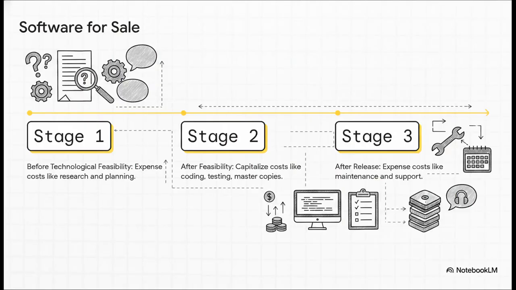So let's trace the journey for software that's going up for sale. In the beginning, when it's all just ideas, planning, and research, boom, expense it. It feels just like our R&D rule, right? But then you hit that magic moment, technological feasibility. Maybe you have a working model, something that proves this thing actually works. That's when the switch flips. From that moment forward, the real work, the coding, the testing, that gets capitalized. Then, once it's out in the wild, we go back to expensing ongoing costs like customer support.